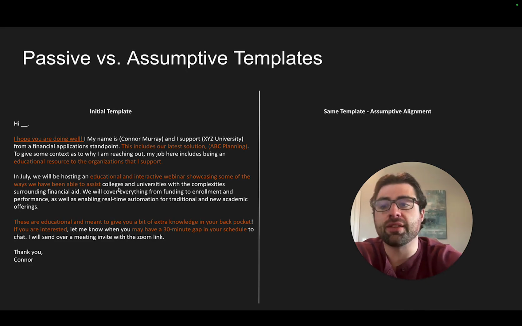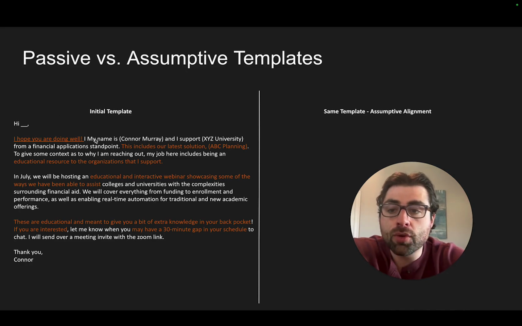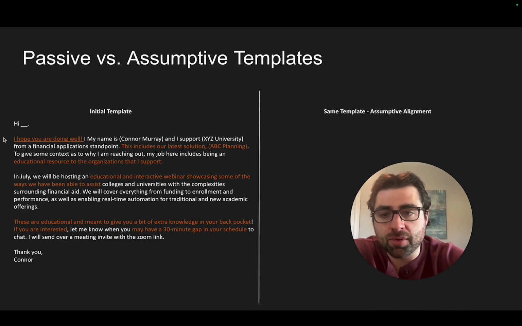That's what I first scan these emails for. So in this one, "I hope you're doing well." Again, I think that's a blank statement. You can get rid of it.